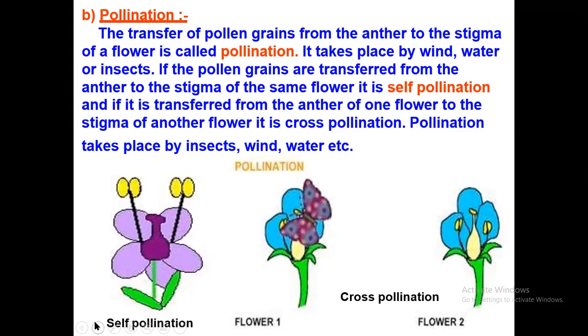Pollination takes place by insect, wind, and water. So these insect, wind, and water are the agents of pollination.